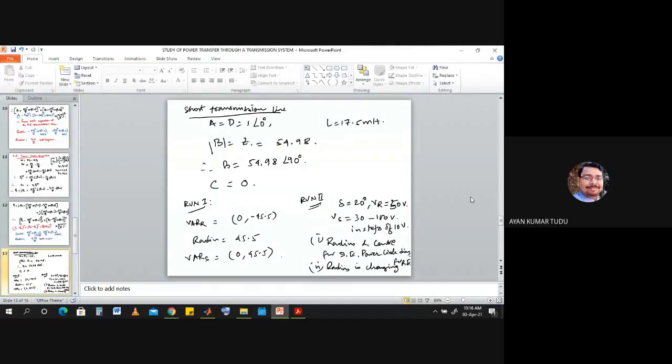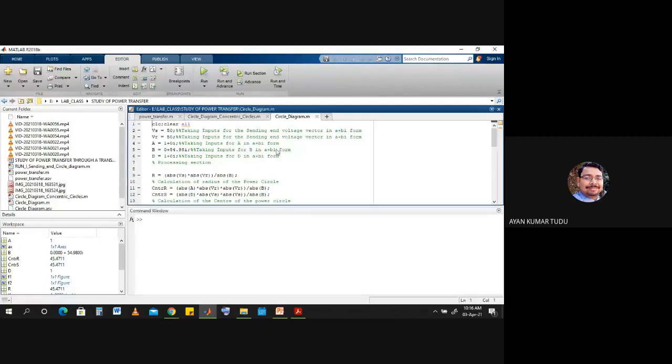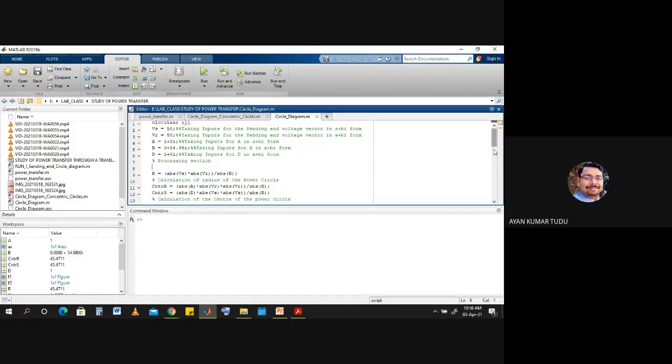Okay, so now let us see what we are getting. I have written a MATLAB program regarding this. I hope this should run. Let us see the circle diagram. I hope it is running. The MATLAB, everything has become so old, but it should be running. Why is it not working?